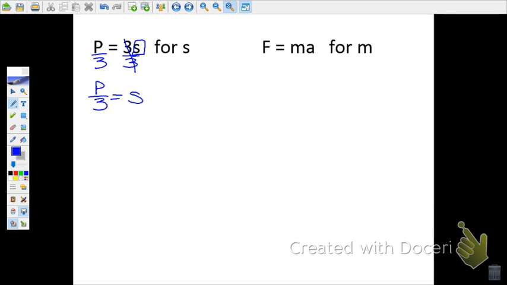Our next example, we have F equals M times A, and I want to solve that for M. So I want to get this M all by itself. Divide by A. So I'm going to divide both sides by A. And again, I can't simplify, so F over A equals M.